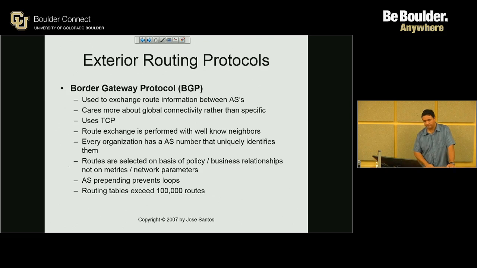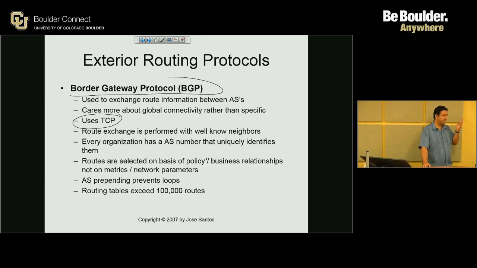BGP. The only main difference about BGP is that it uses TCP. You're exchanging 700,000 routes, even at 10 bytes per route. How many bytes do you think that is? So a route on the routing table, how big do you think it is in terms of memory? You have a network, a mask, a cost, an interface. How many bytes is an IP address?